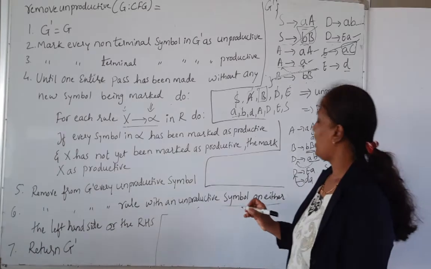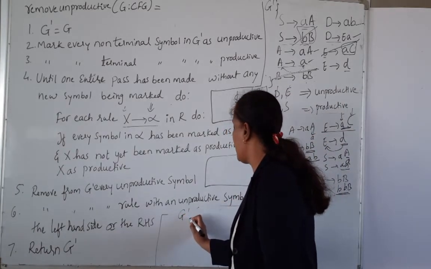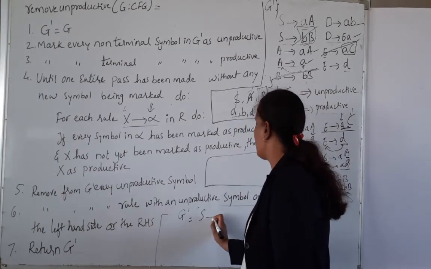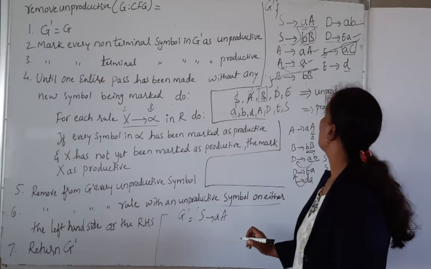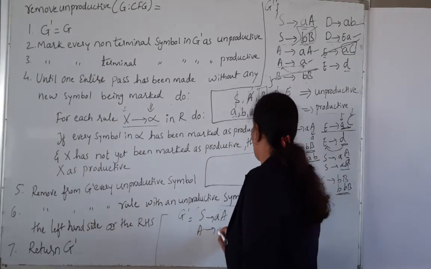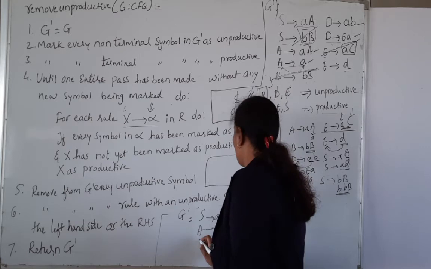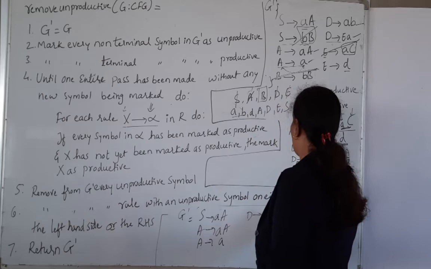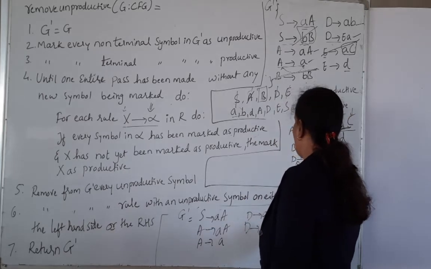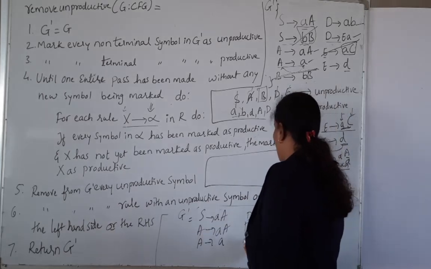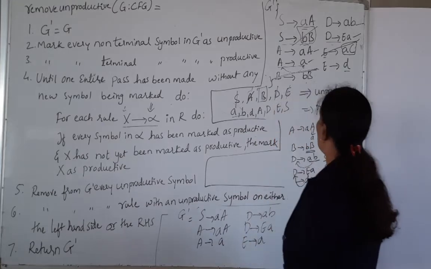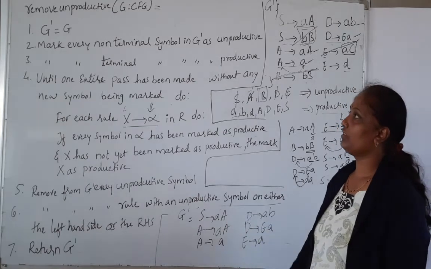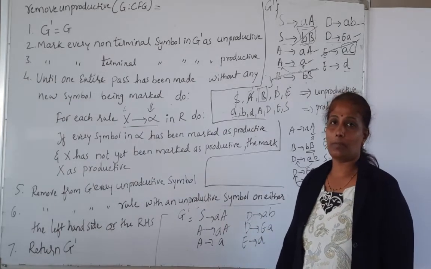So based on that, I can say the grammar G dash that I get is free from the unproductive symbols. What I get finally in the G dash is S produces A. Next, A produces A. D produces AB. D produces E, A, and E produces A. So these are the grammar rules which are free from the unproductive symbols.